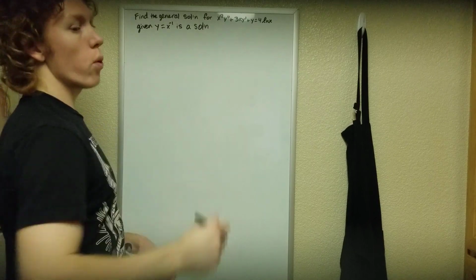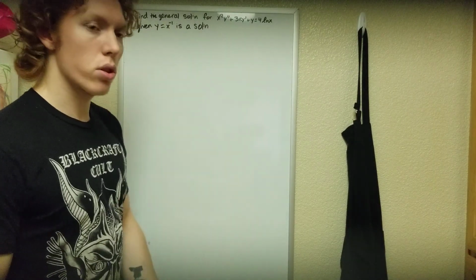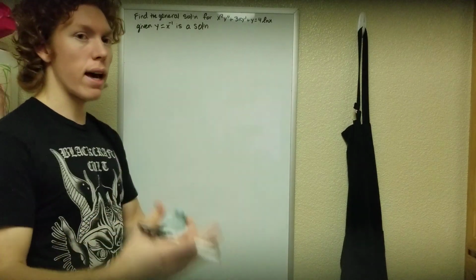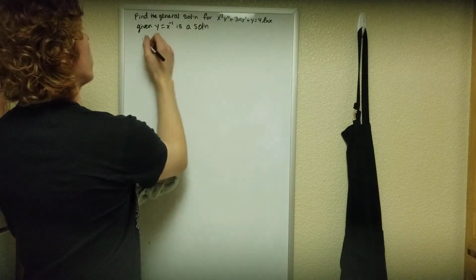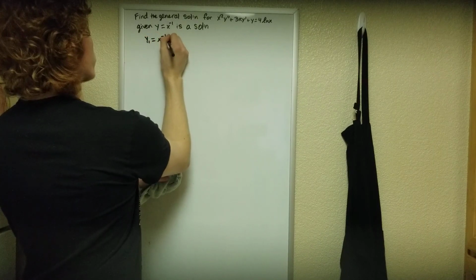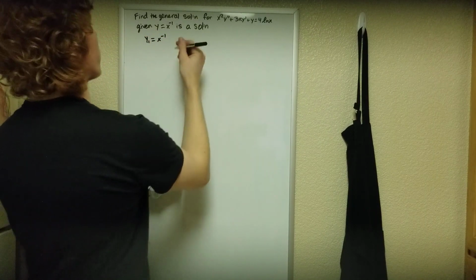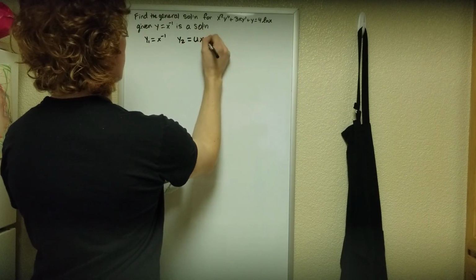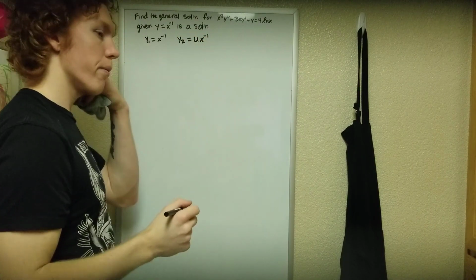Now, given that we were given part of the solution, this immediately points to reduction of order. So I'm going to go with that pathway to find a solution. Now, reduction of order says that y1 is equal to the solution given. Cool, halfway there, sort of. And y2 is equal to u times y1, which is x to the negative 1.